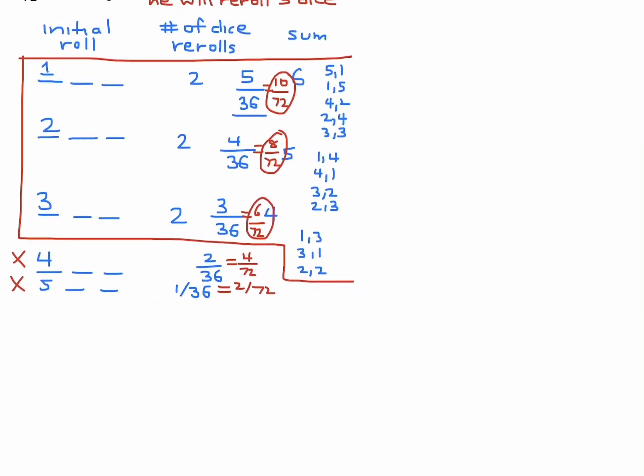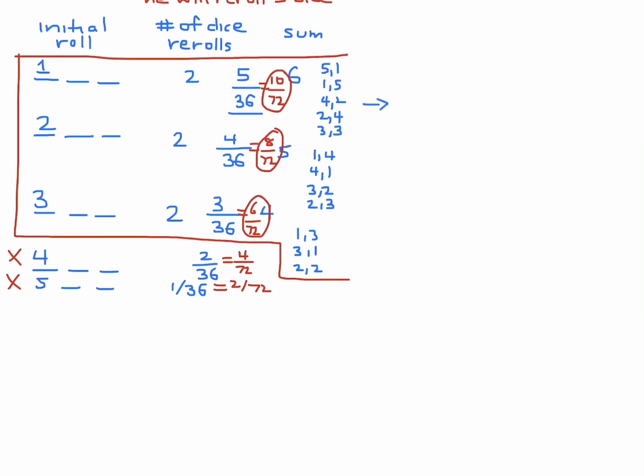So we have to just look at this, this, and this. Okay, so if he has 1 as the first number, then he says, okay, I've got 1 as my first number. I want to win. How do I win?